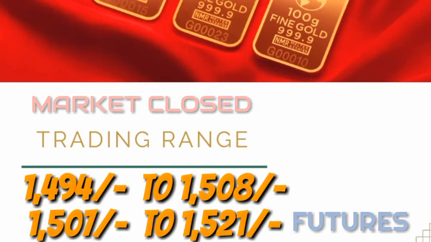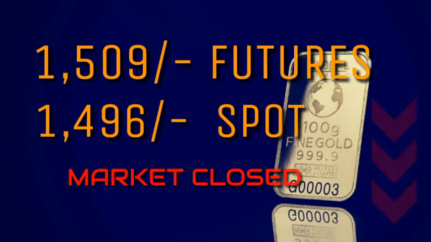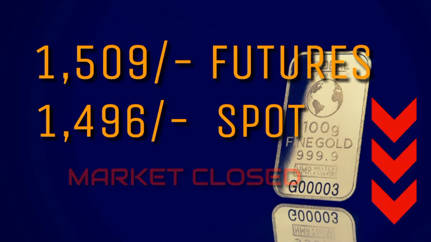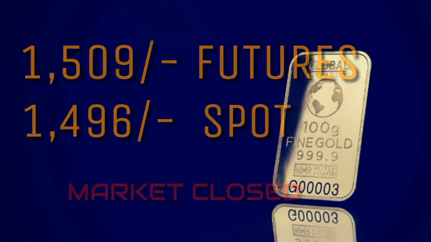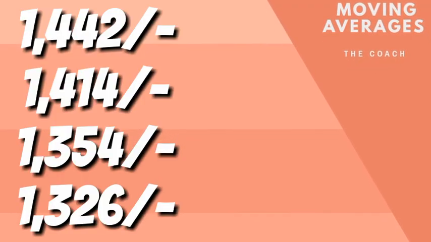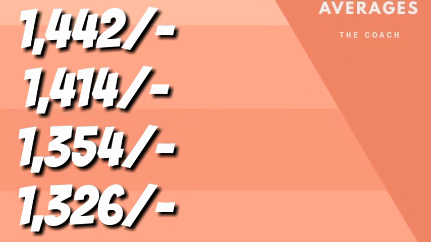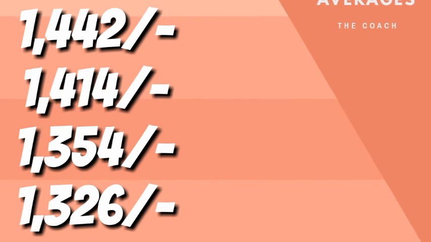On the last trading session of Friday, we have had a trading range from 1494 to 1508. Numbers are rounded and the market is closed. Gold spot printed a closing price on the last trading session Friday above 1496. Gold is trading in a bull trend above all its daily simple moving averages, and as you see, the 20 days daily simple moving average is about 1442 and the 50 days daily simple moving average is about 1414.